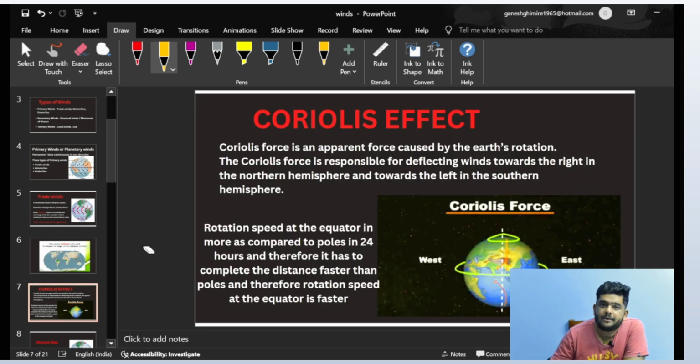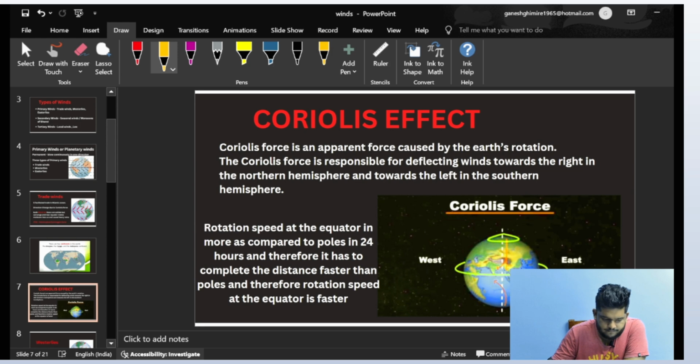Next, we have also discussed Coriolis force, right? What is Coriolis force? We'll discuss this in detail. It is a force which is caused due to Earth's rotation. Earth is rotating on its axis. This is a tilted axis.